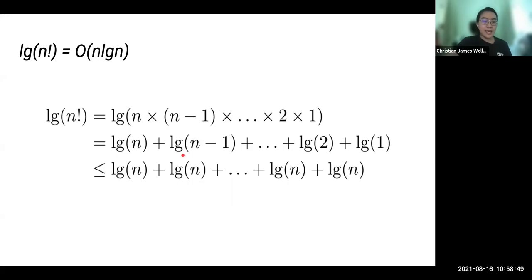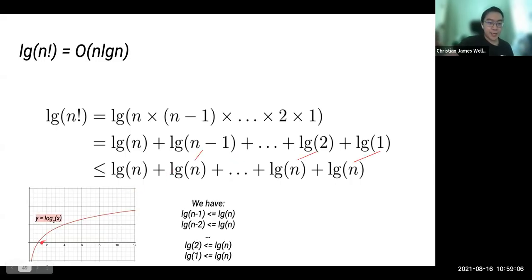So here I'm just saying that log of n is greater than log of n minus 1. And log of n is also greater than log of 2. Log of n is also greater than log of 1. Okay, and so I use this property and I just give an upper bound. Okay, make it easier.